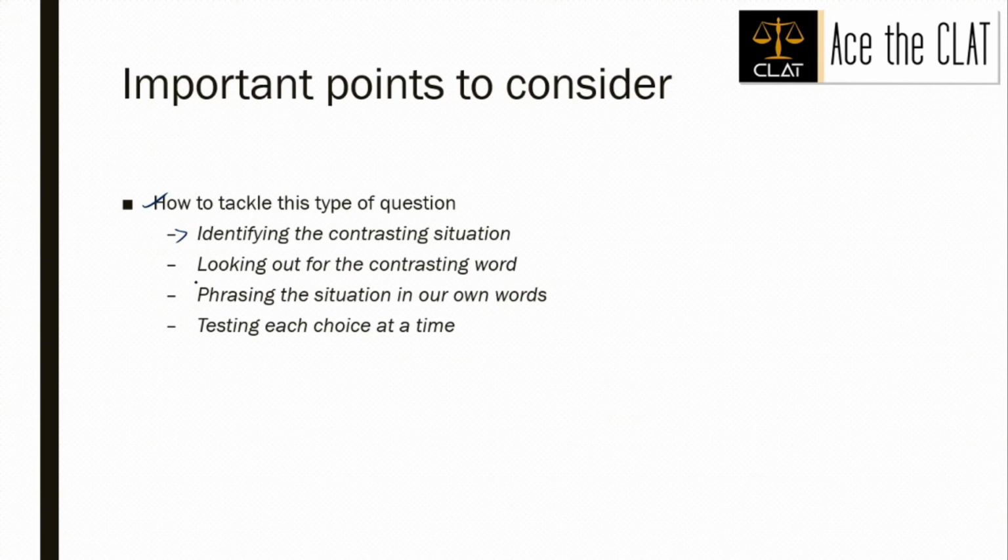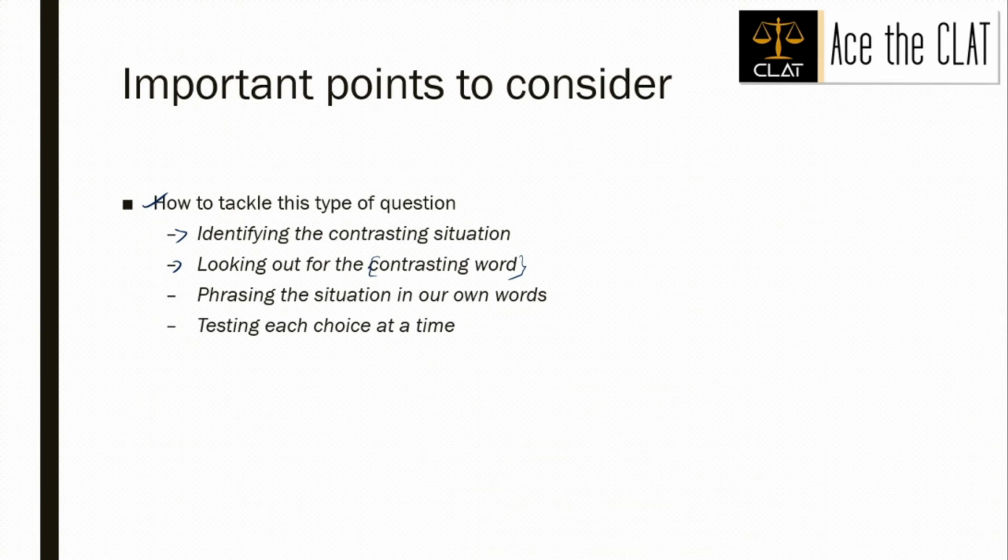The second step is looking out for the contrasting word. Normally, words such as however, but, yet, though, etc. are the types of words which we call contrasting words. Sometimes they might be present in the form of a phrase, such as this is surprising, or unexpectedly. These words or phrases we need to look out for.